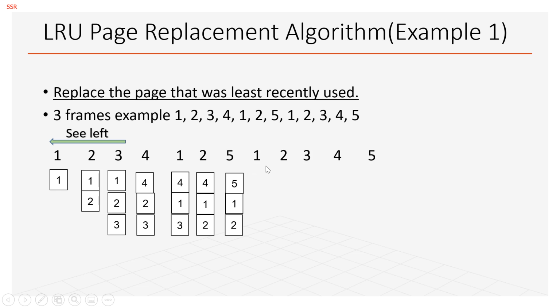Next request for page is page number 1 which is already in the main memory. So it is a hit. Again, 2 is already in the main memory. It is a hit.